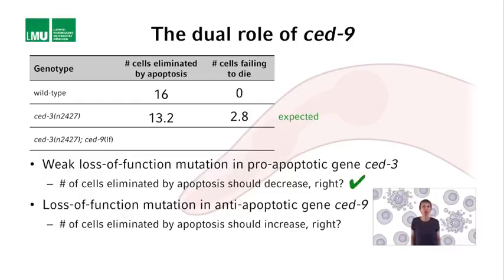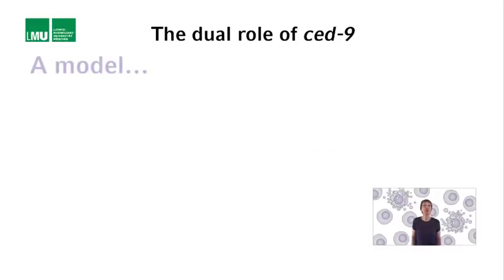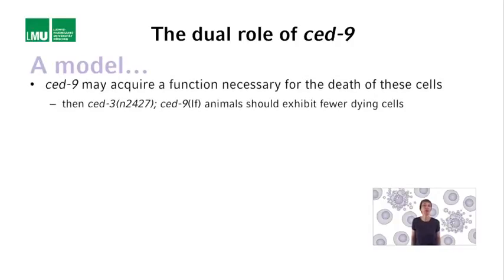But that's not what's happening. The number actually goes up significantly. The number increases threefold from 2.8 to 8.6. One model that could explain this is that in those 131 cells that are programmed to undergo apoptosis during development, SET9 actually acquires a function that is necessary for the death of these cells. In that case, removing SET9 function in the N2427 background should result in even fewer cells dying and therefore more extra cells. And that's what was observed.